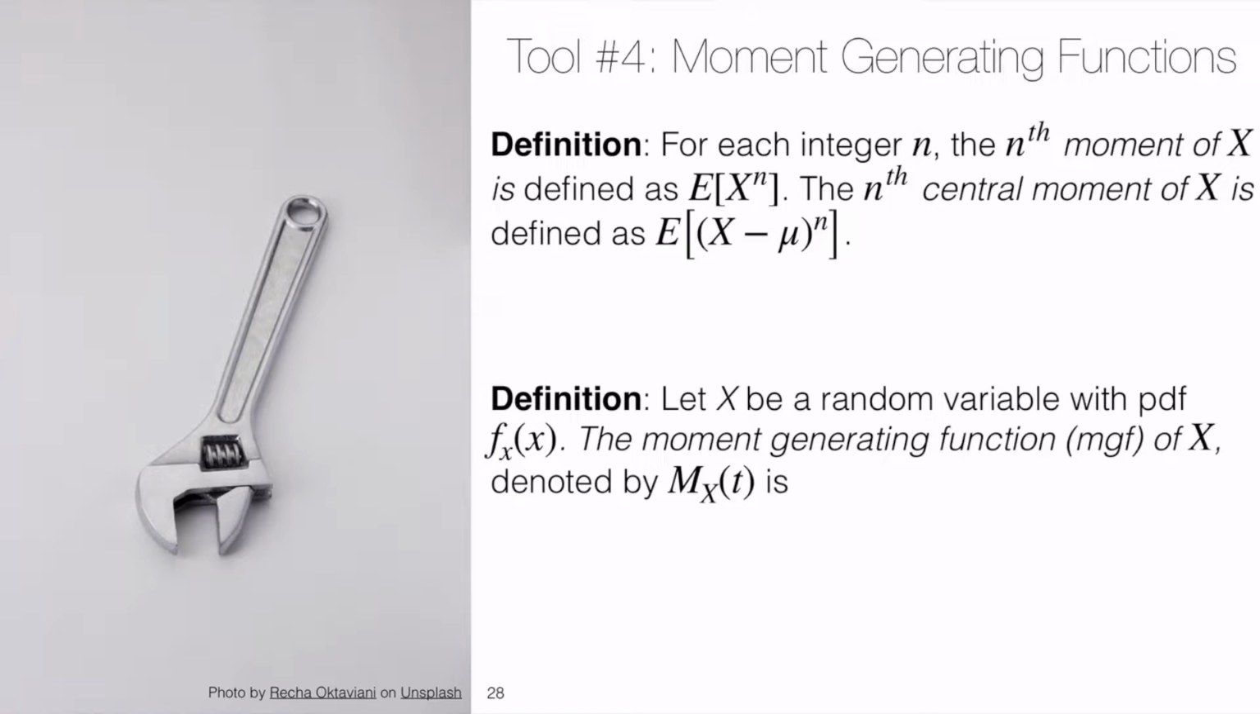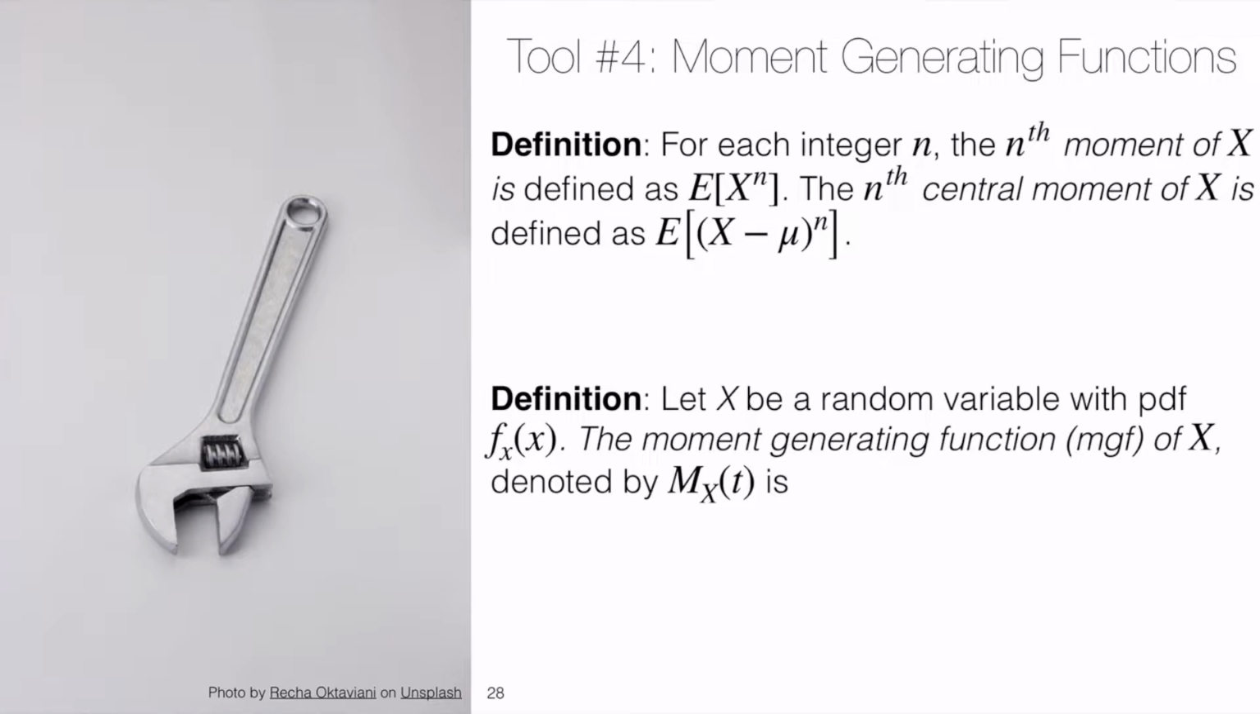So the first definition we'll look at is the definition of a moment. For any integer n, the nth moment of x, where x is some random variable, is defined as the expected value of x raised to the n. And notice that the n I'm talking about here is what the random variable is raised to, not the expectation. Of course when n is equal to 1, this is just the expectation of x, which is the mean of x. But we can consider, when n is equal to 2, we have the second moment, and so on.